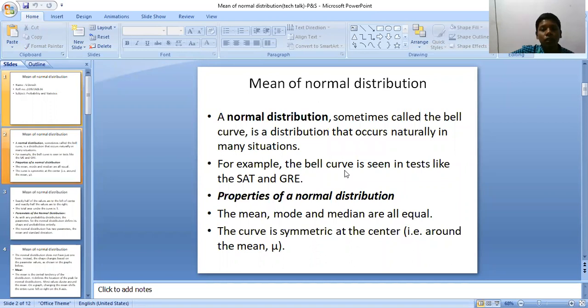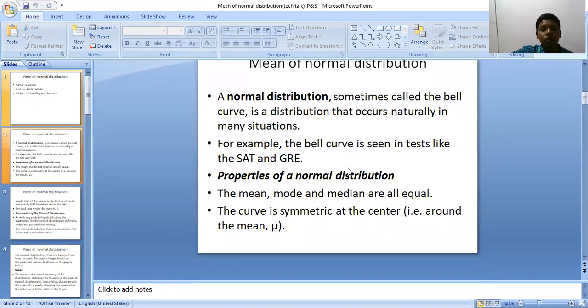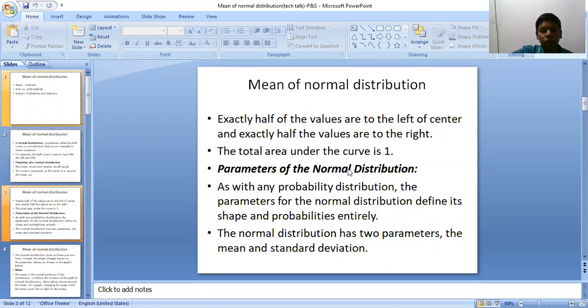A normal distribution, sometimes called a bell curve, is a distribution that occurs naturally in many situations. For example, the bell curve is seen in tests like the SAT and GRE. Properties of a normal distribution: the mean, mode, and median are all equal. The curve is symmetric at the center, that is, around the mean mu. Exactly half of the values are to the left of the center, and exactly half of the values are to the right. The total area under the curve is 1.